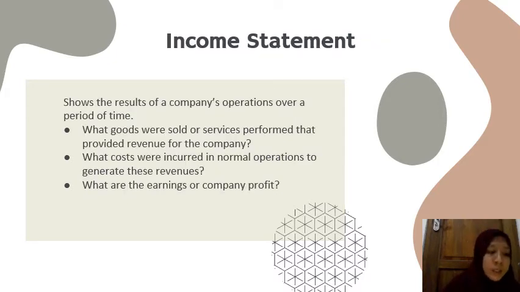Income statement shows the results of a company's operation over a period of time. Income statement answers questions including what goods were sold or services performed that provided revenue for the company, what costs were incurred in normal operations to generate these revenues, and what are the earnings or company profit?